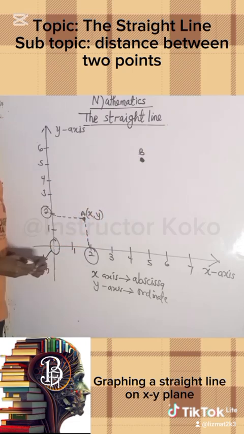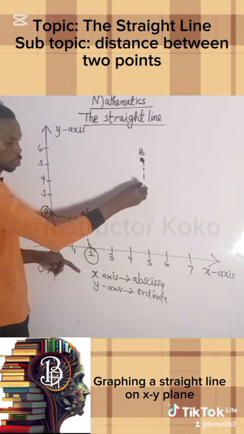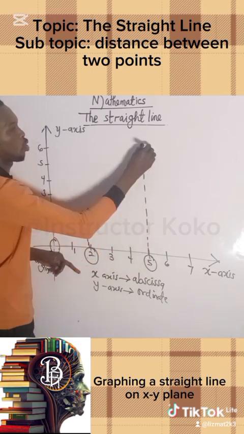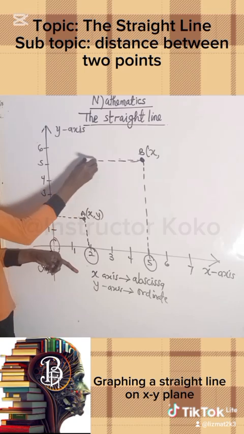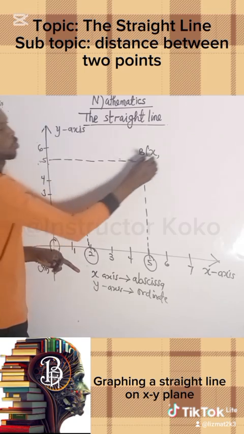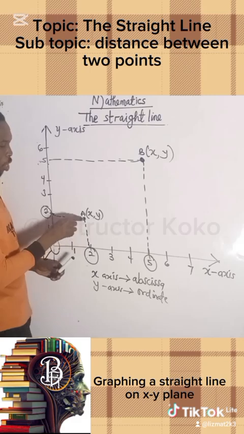I'll call this point B. So I'll do the same thing. I'll trace it to the x-axis. I'll call that the x coordinate of point B. I'll also trace it to the y-axis. So let me just assume it is 5. And that's also the y-axis. So now we have 2 points, A and B.